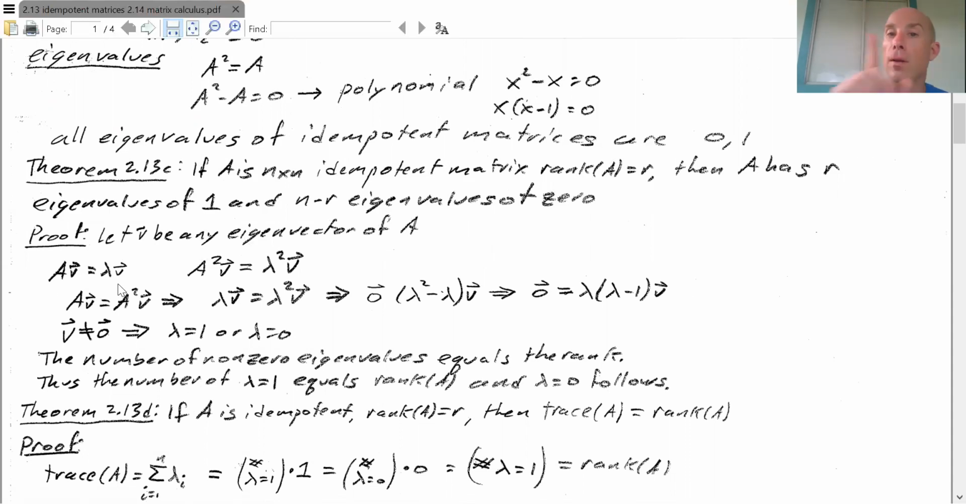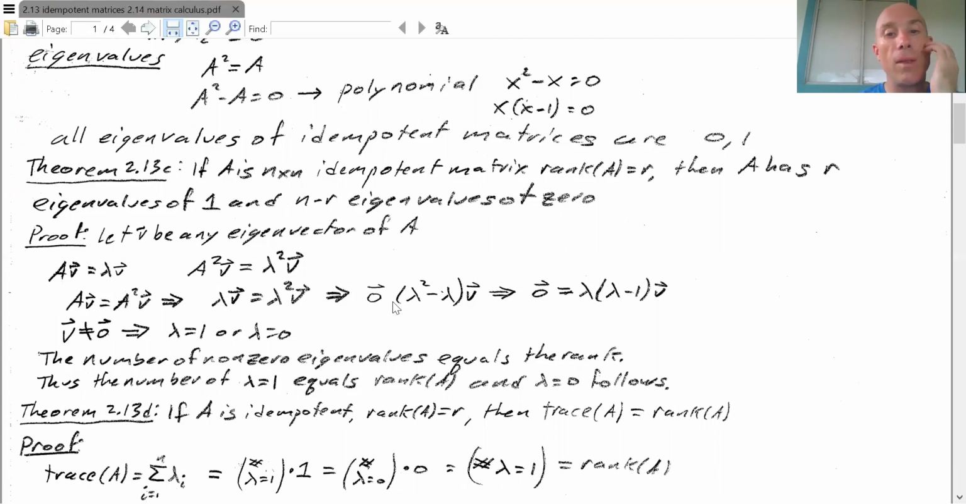Let's do this again, but this time I'm going to take A squared v. That's going to be A times lambda v, which gives us lambda squared v. So I know that Av has to be equal to A squared v, right? That tells me that lambda v is equal to lambda squared v.